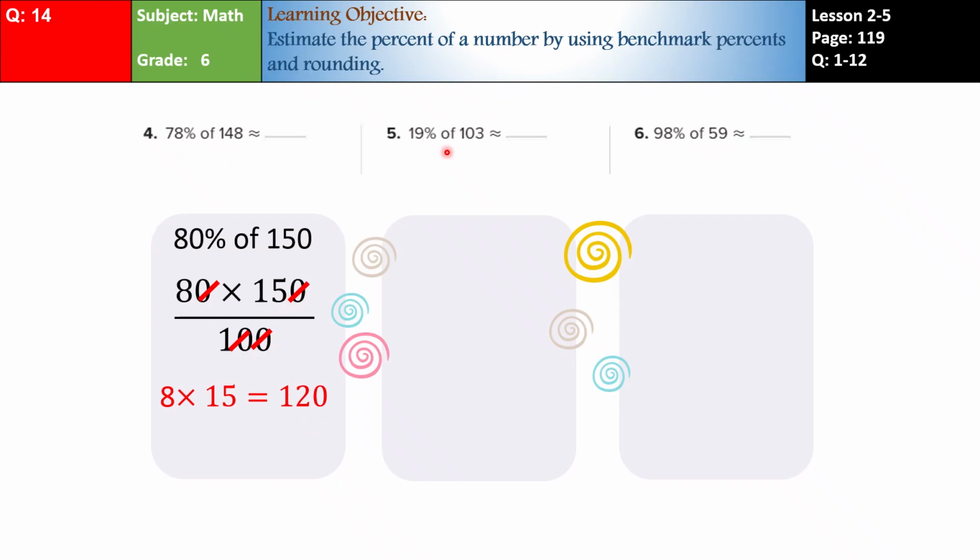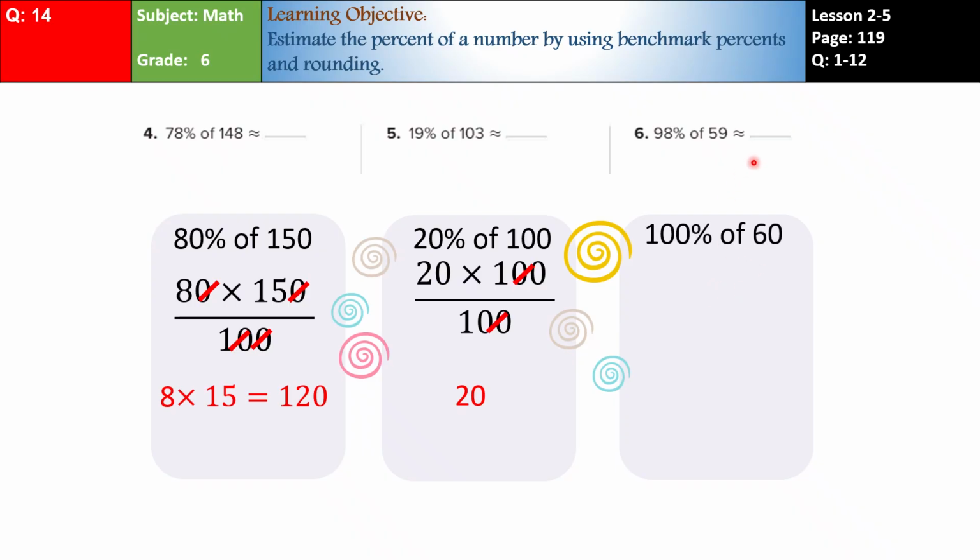19% means 20 and 103 means 100. So find 20% of 100, multiply by 100 and divide by 100. You can cancel this 100 from up and down. The answer is 20. 98 is almost 100 and 59 is 60. 100% of something is the same number as it is. 100 will be cancelled with 100. 60 is the answer.